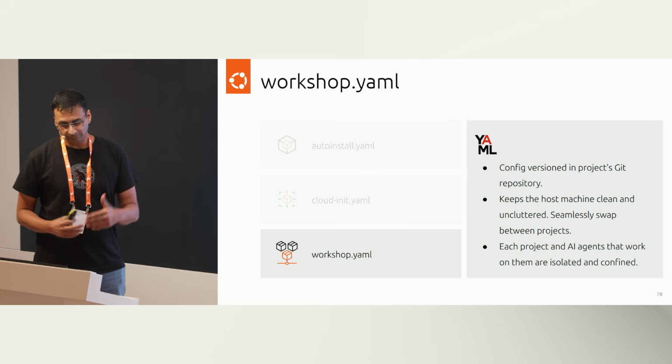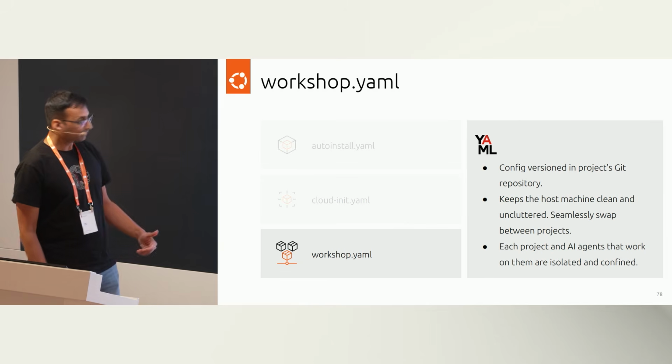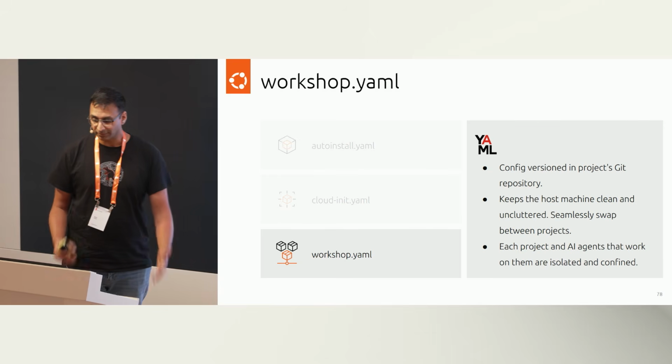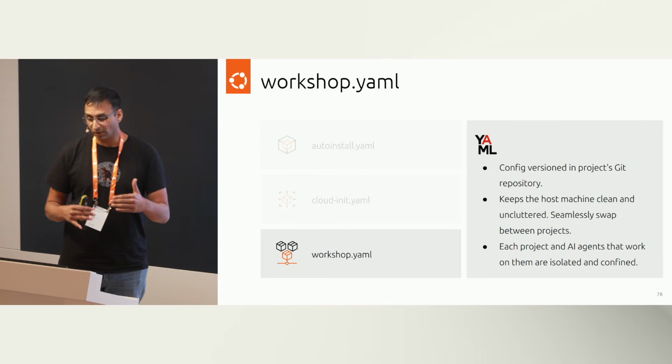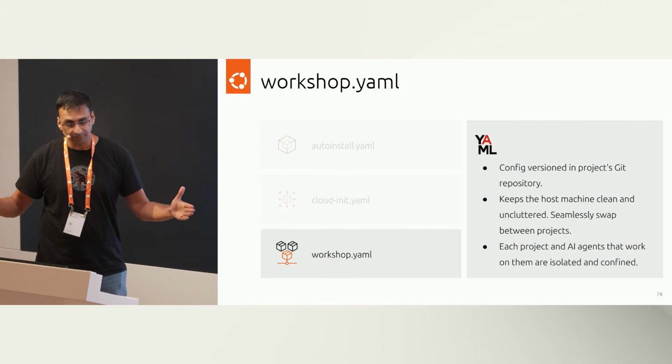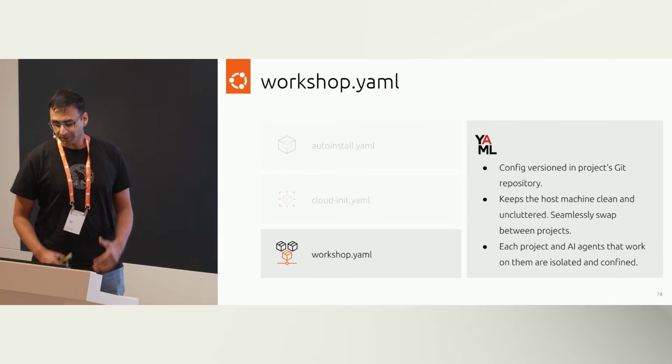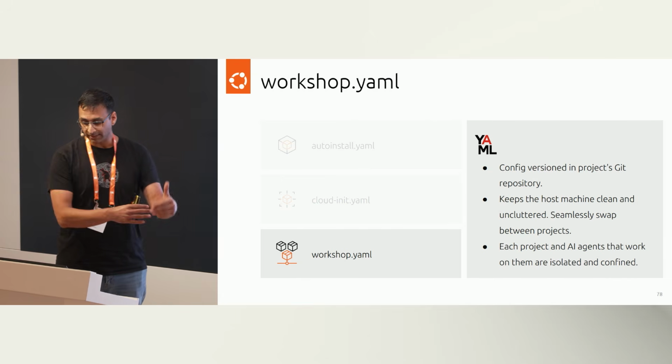Now, layer three is workshop.yaml. It is the project-level configuration file. And while autoinstall and Cloud-init build a secure, isolated house, Workshop configures actual tools inside the room.